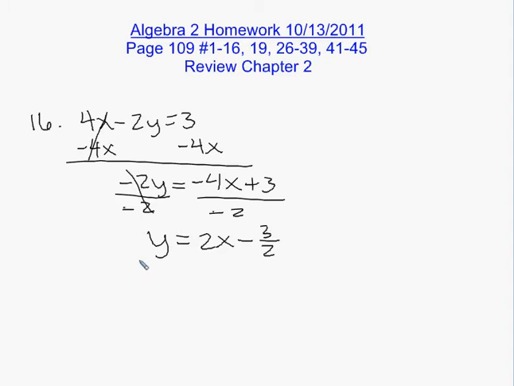Okay, now at this point, this is in slope-intercept form, and as you know, the slope is the number that's in front of x if it's in slope-intercept form. So far we have that the slope is equal to 2.